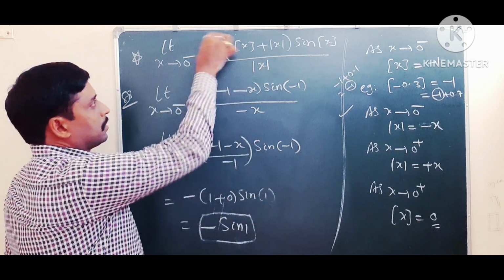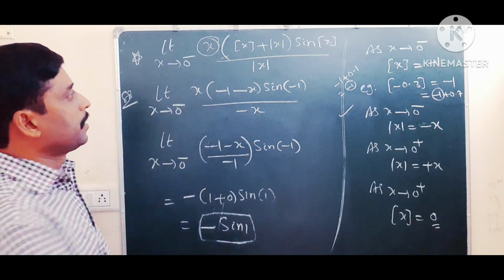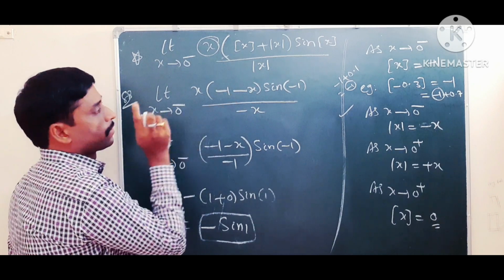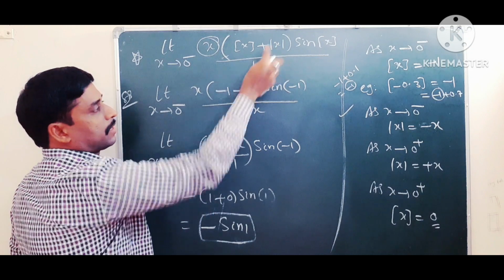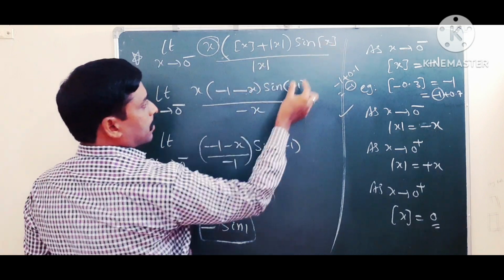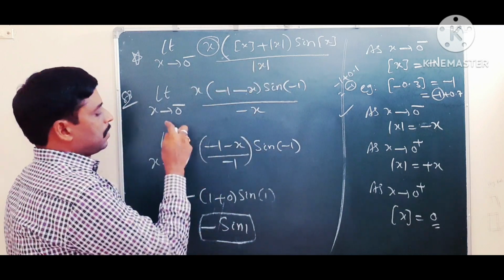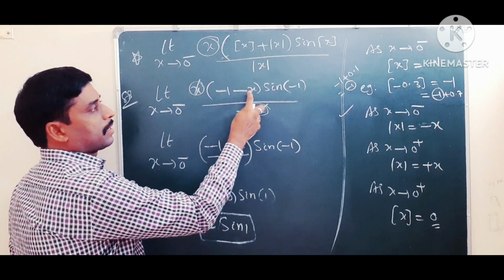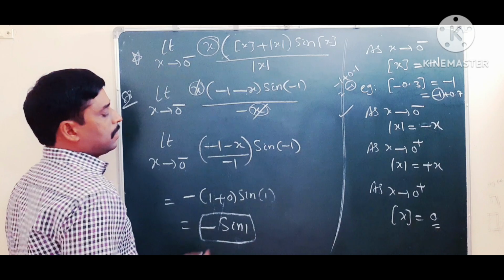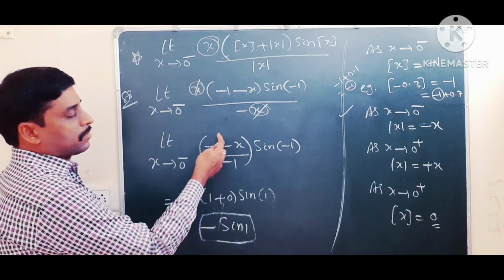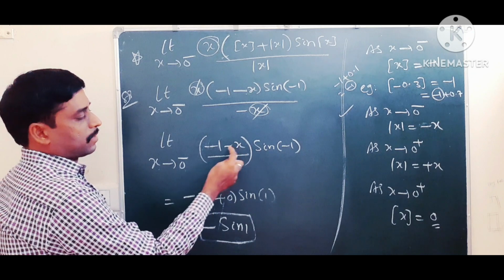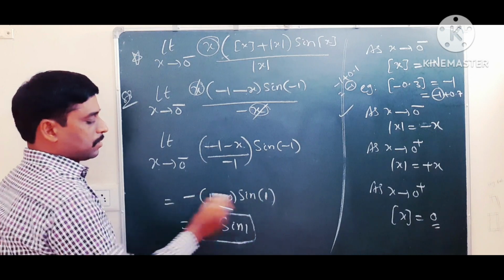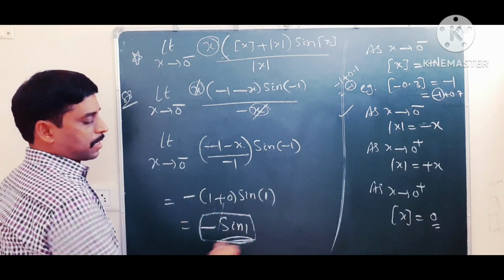Now substitute all the values. The integral part of x is minus 1 when x is less than 0. So with minus 1 here and modulus of x being minus x, we get sin of (integral part of x) minus 1 by minus x. So limit x tends to 0 minus, the x gets cancelled: minus 1 minus x, sin of minus 1 by minus 1. Now the minus 1 gets cancelled, and what we get is 1 plus x, put x as 0, sin of minus 1, which is minus sin 1. So the answer is minus sin 1.